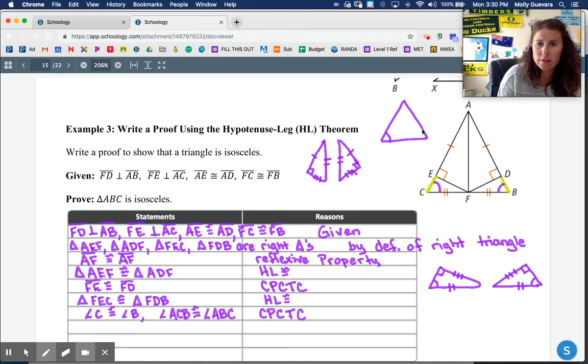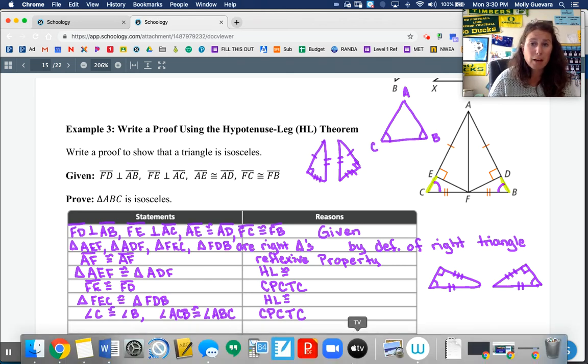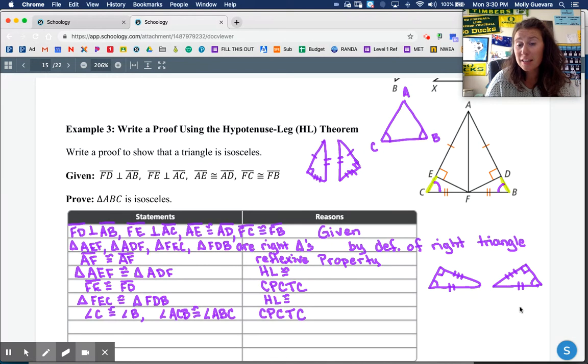And all I know right now, this is A, B, and C. All I know is that these two base angles are congruent. Is that enough information to say that this triangle is isosceles? And the answer is yes.